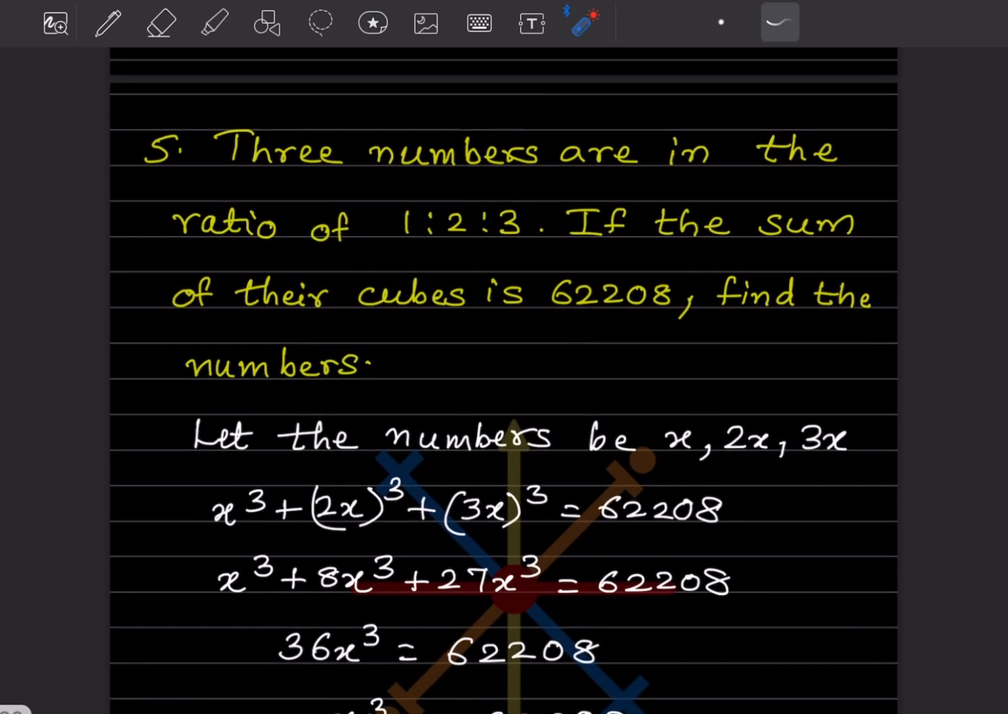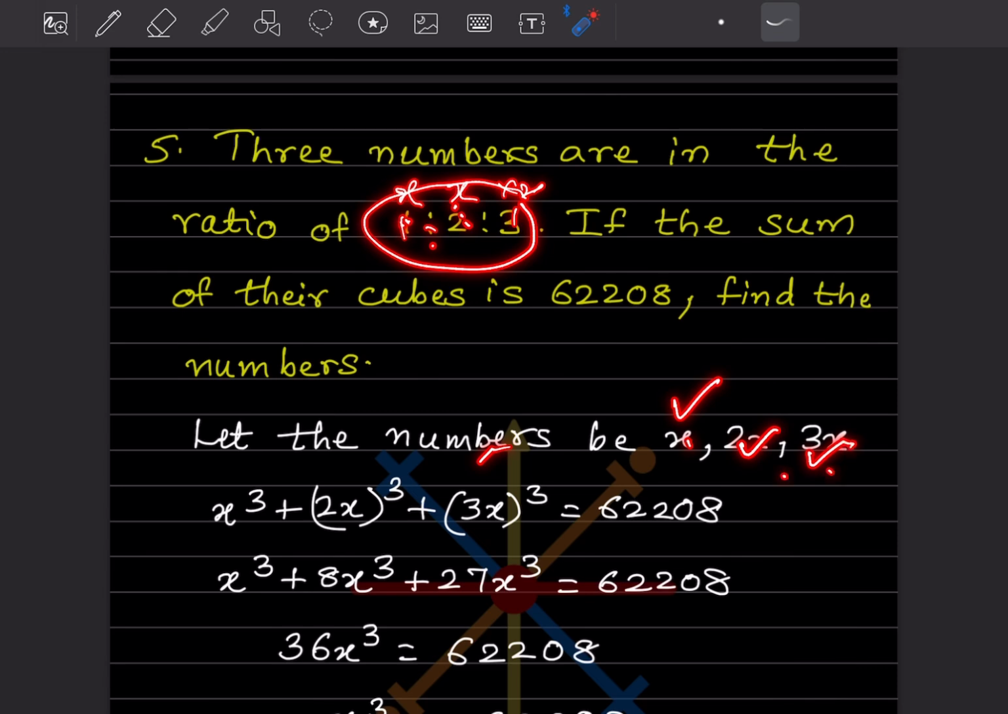Next one, they said 3 numbers are in the ratio of 1:2:3. If the sum of the cubes is 62208, find the numbers. Whenever we have this, we can just consider this. We'll put here 1 means just 1 into x, that is x, 2x, and 3x. Let the numbers be x, 2x, and 3x.